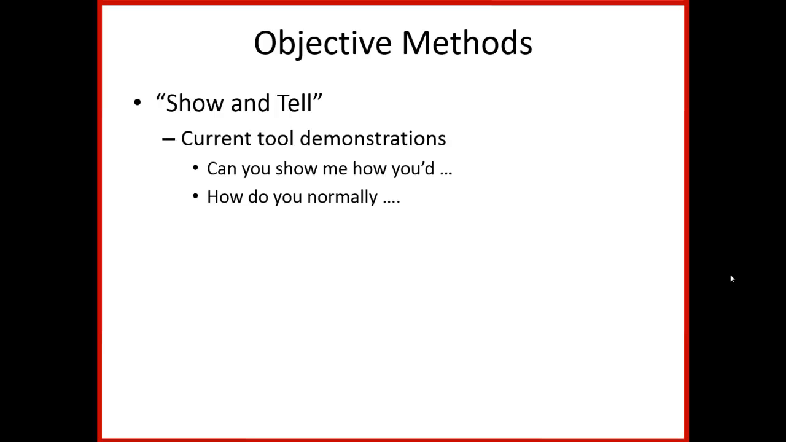Another objective method that's especially useful is one that we often term show and tell. And this means that we'd like you to demonstrate how you're using current tools. You often start with a prompt like, can you show me how you'd do this or that with whatever you'd normally use? Or how do you normally? And then ask people to walk you through the process with whatever tools they would normally use. This allows you to really understand not just how they think they accomplish tasks, but how they do accomplish tasks.